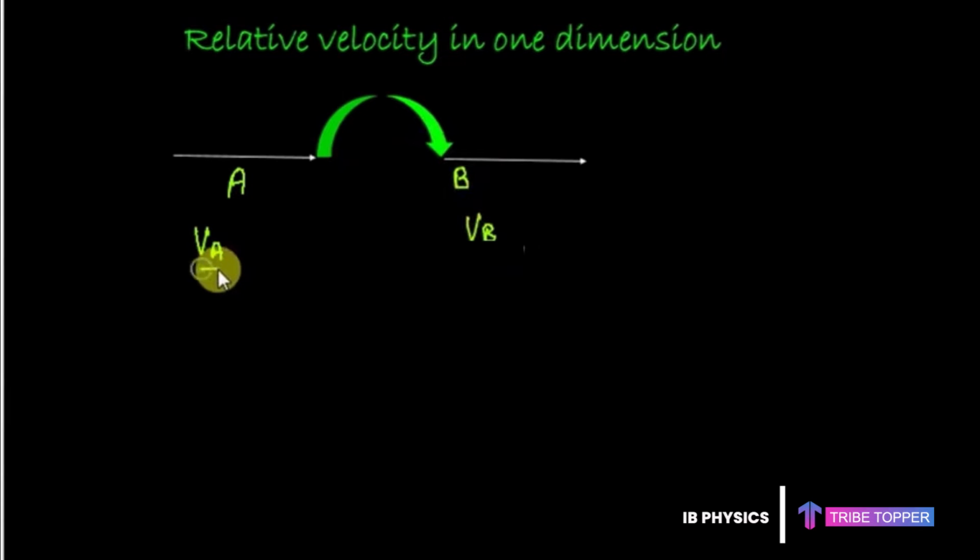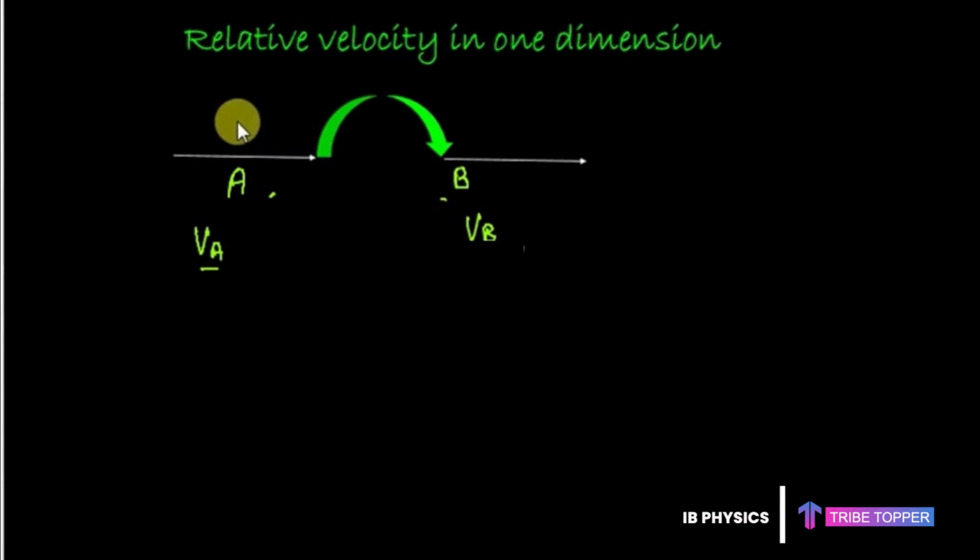So VA is the individual velocity of A with respect to the ground, which is at rest. VB is again the individual velocity of B with respect to the ground. But the relative velocity of A and B relative to each other will be different, and that is based on the distance between them.